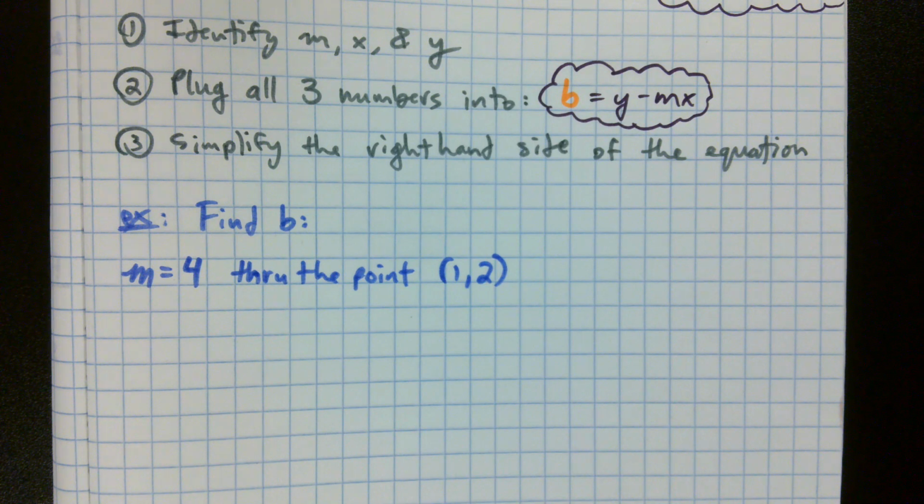So we don't have an X value of 0 in that point, right? Our X value is 1, so that's not our Y-intercept. That's just a random point on this line.